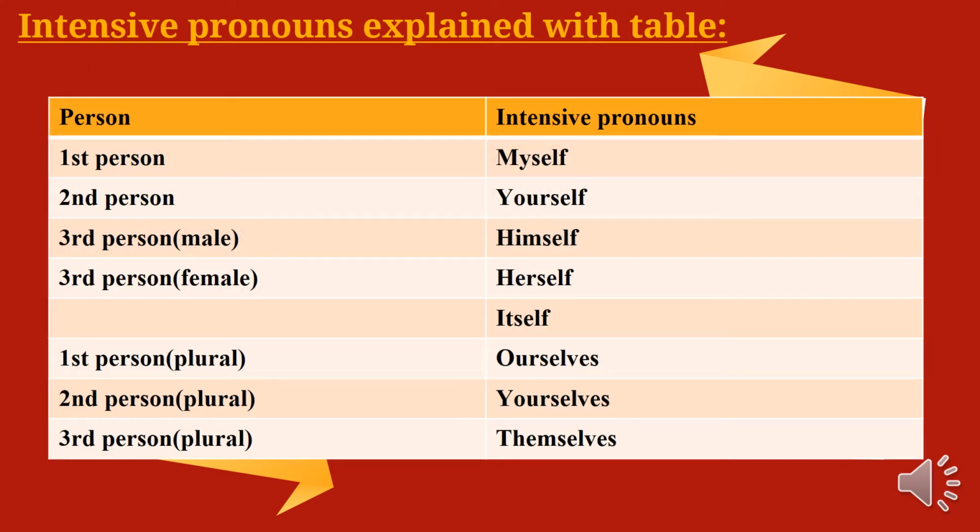Now let's understand intensive pronouns with the help of a table. The intensive pronoun used for first person is myself. For second person the intensive pronoun used is yourself. For third person male himself will be used. For third person female herself will be used. While intensive pronoun used for animals and non-living things will be itself, then intensive pronoun used for first person plural is ourselves. For second person plural we will use yourselves and for third person plural we will use themselves.